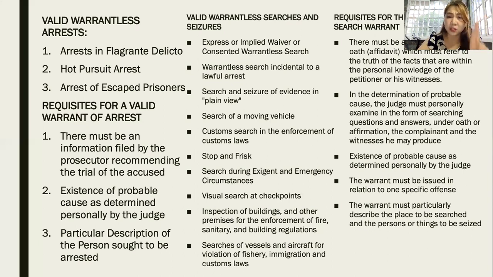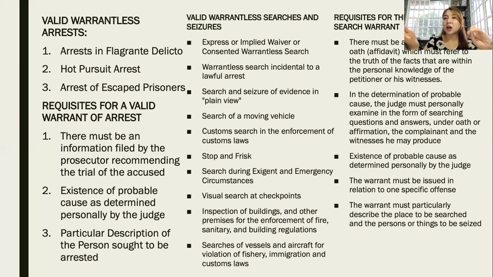So it must be based on personal knowledge of specific facts of the complainant or the witnesses he may produce. It must be specific, in connection with one specific offense. What is the procedure here? It must be under oath or affirmation.